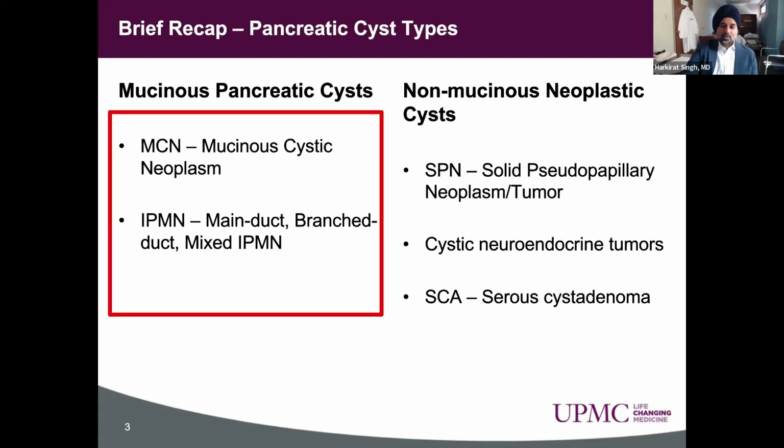A brief recap. So there are different kinds of neoplastic pancreatic cysts, and they are basically categorized into two categories. One is mucinous cysts, which produce mucin, and these are mucinous cystic neoplasm and IPMNs. IPMNs are the most common cysts that we see in our practice, mostly the Branched-Duct IPMNs. There can also be a Main-Duct IPMN and a mixed IPMN, where they have a component of both Main-Duct as well as Branched-Duct.